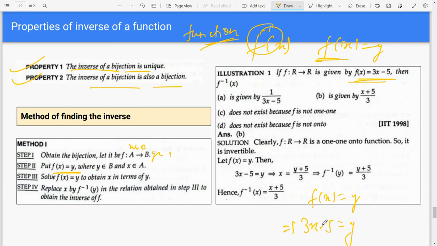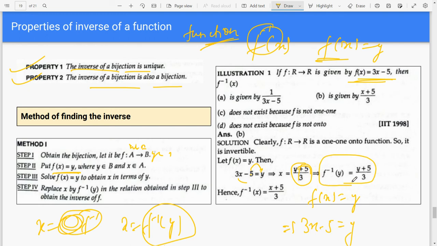Okay. So we have to rearrange this and write it in terms of x, which is equal to f inverse of y. Just change this to find x equal to something, and that something will be your f inverse. So basically you take 5 to the other side and divide by 3, so we get (y + 5)/3. Whatever x equals, that something is the f inverse. So f inverse of y is equal to (y + 5)/3. Okay, so this is the inverse of the function.